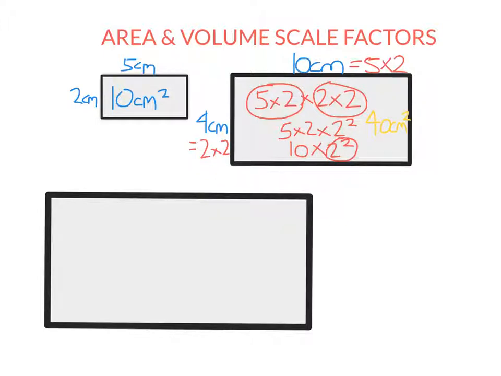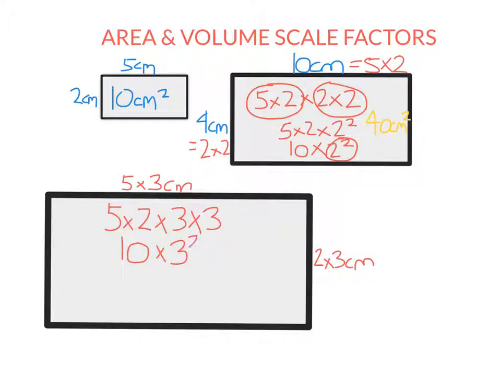So let's look at what happens if I triple the length of each side. Well, this side here will become 5 times 3, or 15 centimeters, and then the other side will be 2 times 3, or 6 centimeters. So when I multiply the areas together, what I have is 5 times 2 times 3 times 3. I have my original area of 10, and I'm multiplying it by 3 squared. So remember, 3 is the scale factor here. That's what I've multiplied each side by.